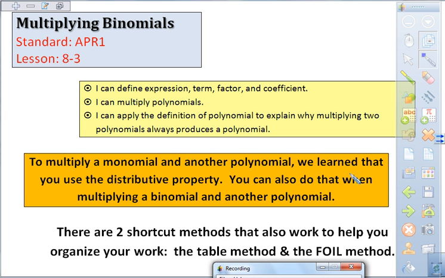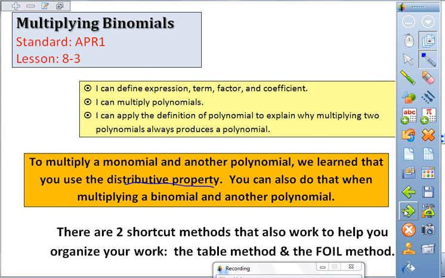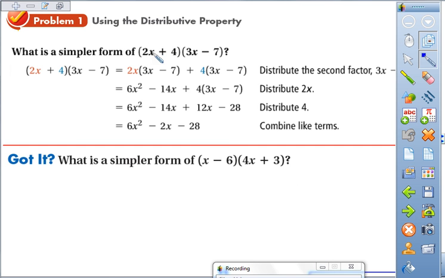(8.3) Multiplying by binomials. Today we're going to define expressions, terms, factors, and coefficients, multiply polynomials, and then apply the definition of polynomials to explain why multiplying two polynomials always produces a product. So we're going to be using distributive property today, and there are two shortcut methods. One is the table method, which I just kind of showed you at the beginning, and the other one is the FOIL. So let me show you FOIL.